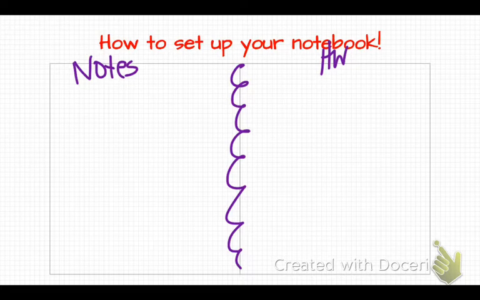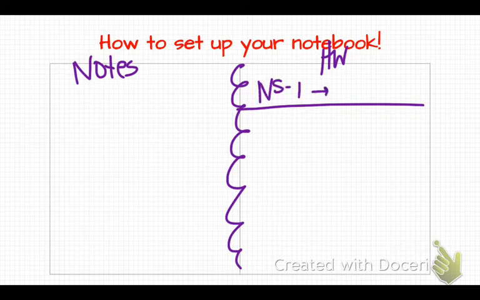Okay, so on the homework side, I do want you to write something. So here's the top line, right? You're going to write NS1 through NS10 because that's tonight's homework. That's where you will be doing tonight's homework. Okay. Yes. Just the first page.